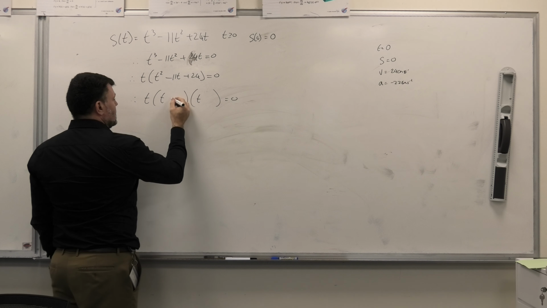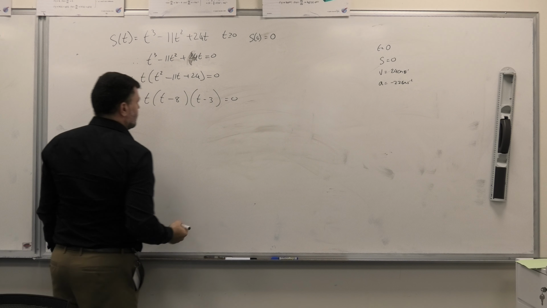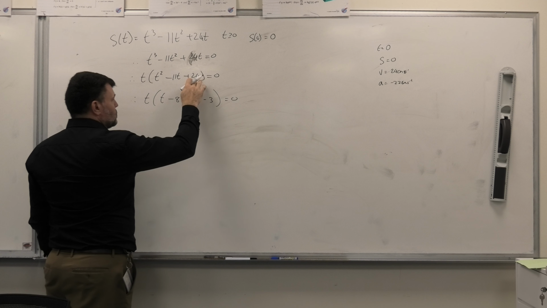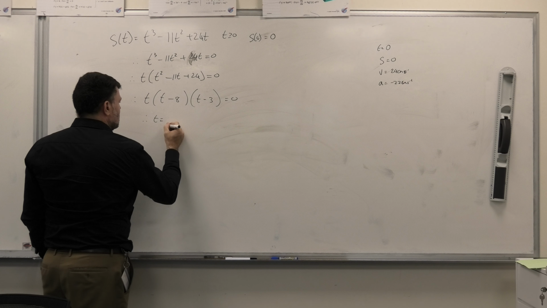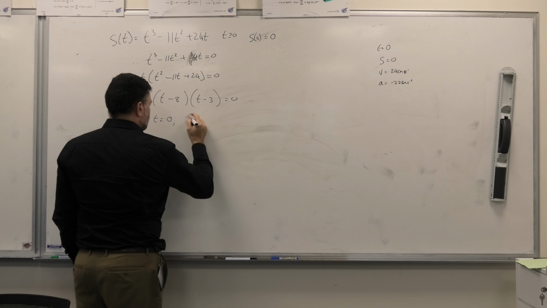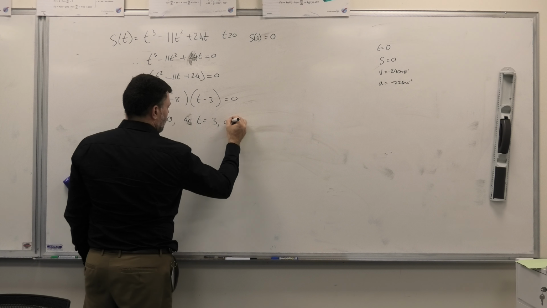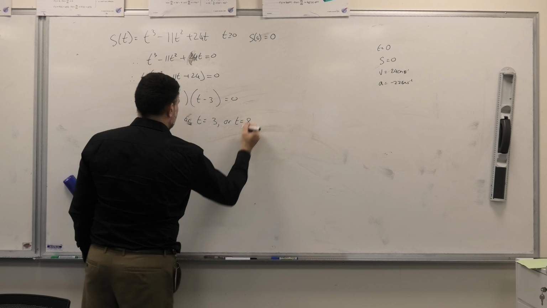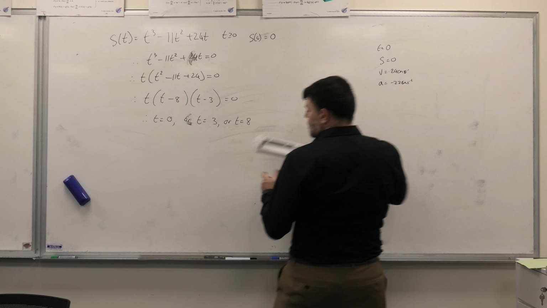And those values will be, let's say, negative 8 and negative 3. Negative 8 times negative 3 is 24. Negative 8 minus 3 equals negative 11. So therefore, t is equal to 0, or t is equal to 3, or t is equal to 8. So let's do the sign diagram for that function.